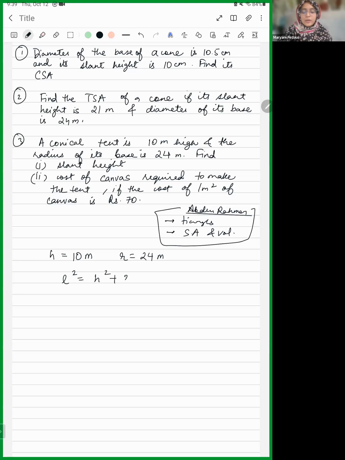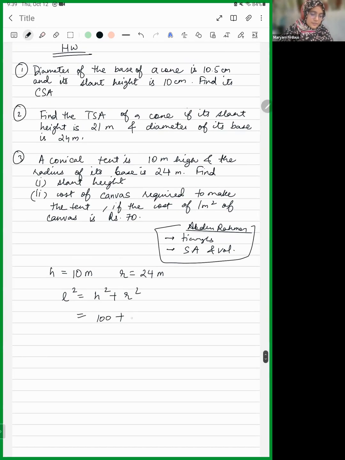Acha, you were talking about adding both of them up. Then H square is 100. After that, 24 square is how much? I believe it is 576. Yes, ma'am. So 576. Then this gives you 676.